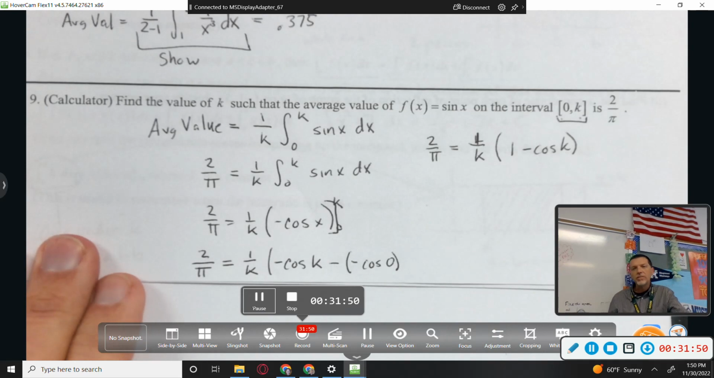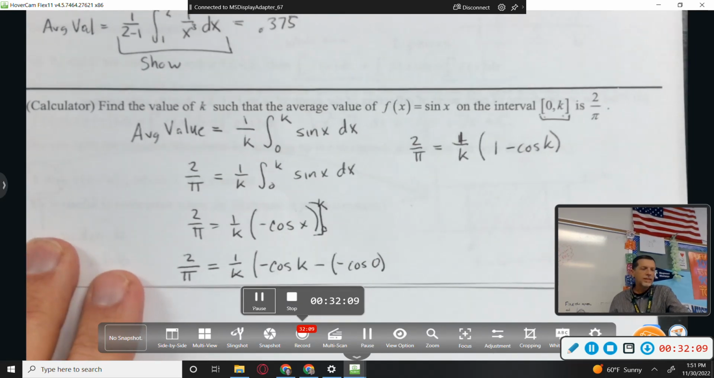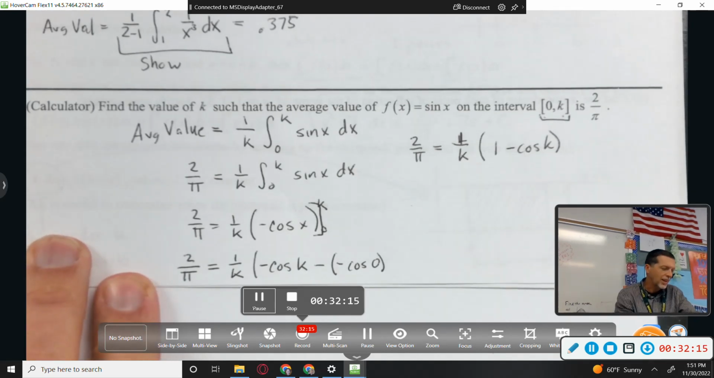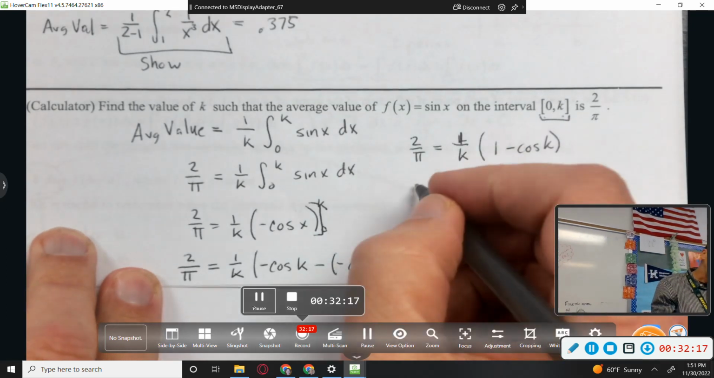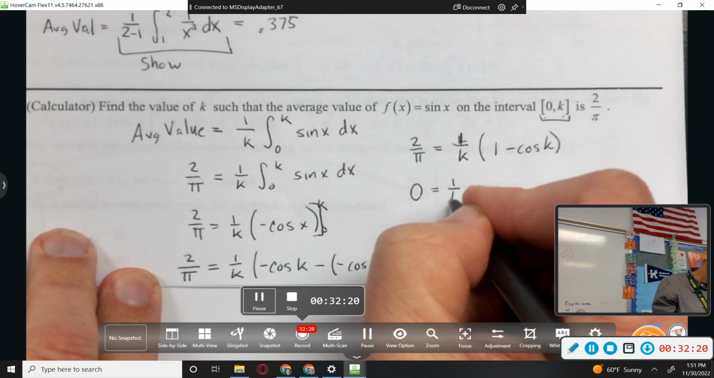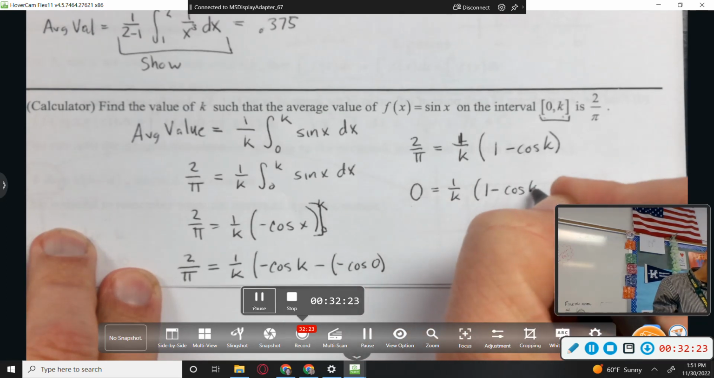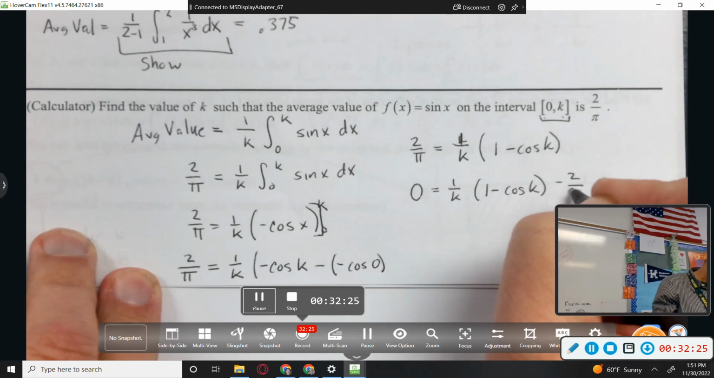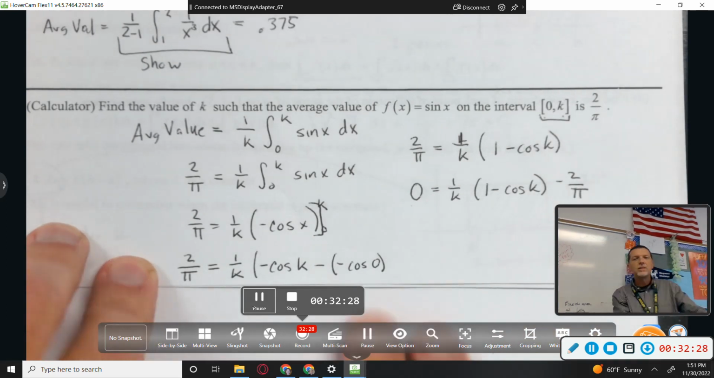Okay, now I see why I get the calculator, because how else am I supposed to solve for k in that thing? I don't know. Figure it out. So how do you use a calculator to solve for stuff, to find a value? Plug it into the calculator, I guess? Let's set it equal to 0, and that way we'll look for where that thing equals 0 on the graph.